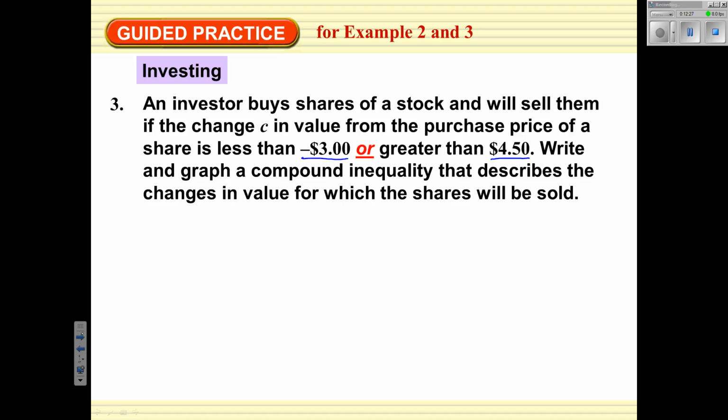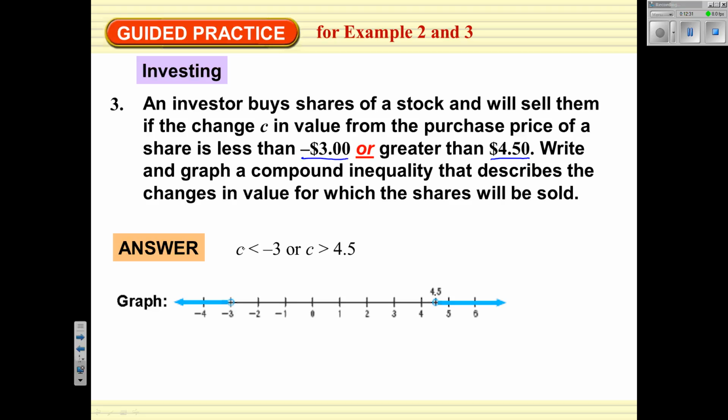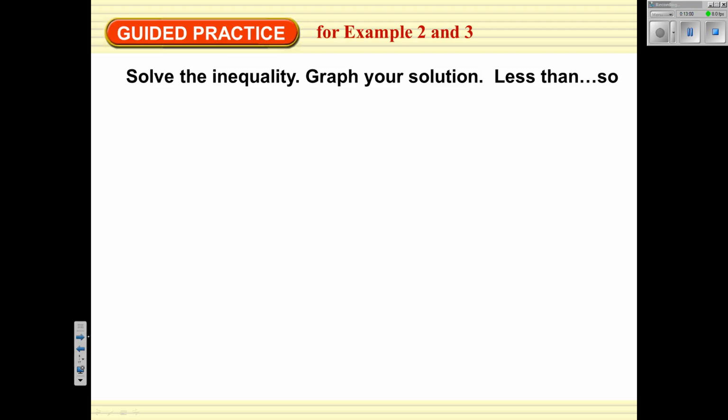And it says write and graph a compound inequality that describes the changes in value. So here is our options. We're going to sell if it's less than -3, so if it drops more than $3, or it gains more than $4.50. And since it's an "or" statement, it doesn't have to follow both. It just has to satisfy this side or this side, so we can graph both parts, and that's our solution set. Obviously, if it drops more than $4, we're going to sell. If it makes more than $6, we're going to sell. All right. Let's pause the video.